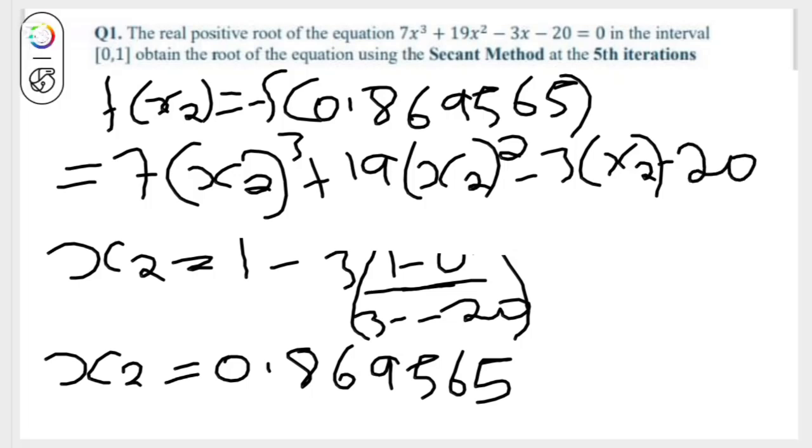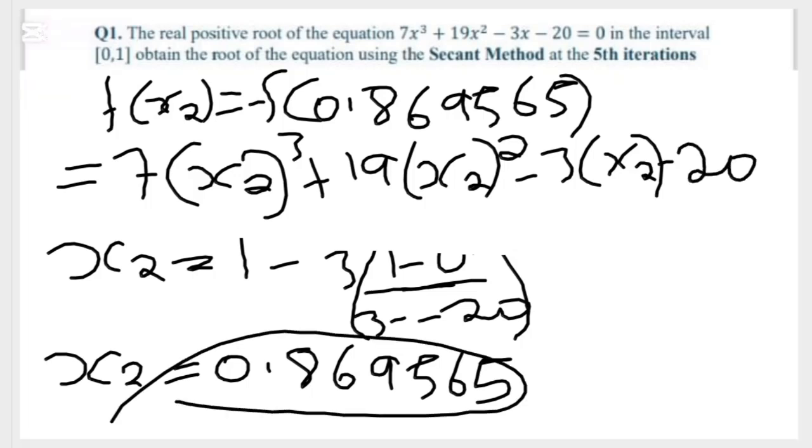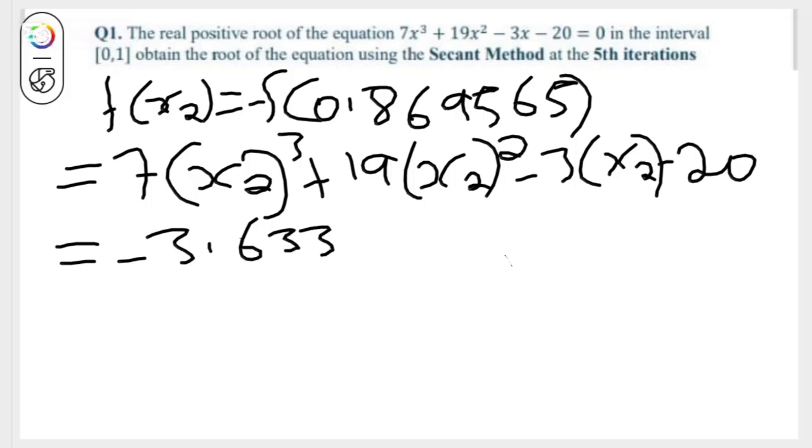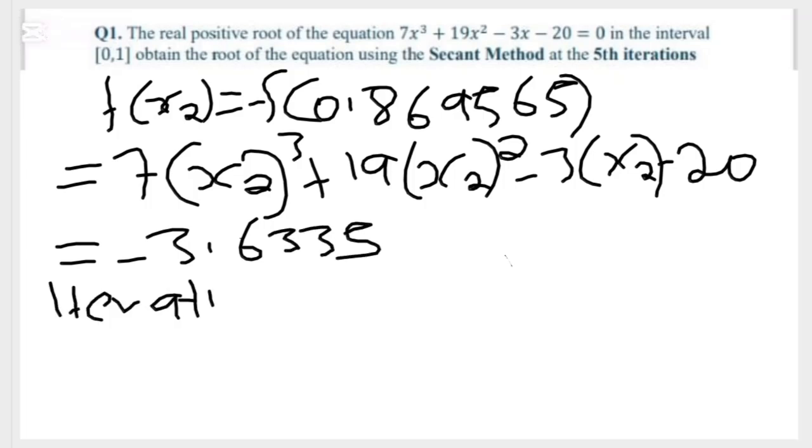So as you can see, you are going to substitute the value of what? Of this x2 in this x2, x2, and this x2. So therefore, the next thing that I'm going to do, I have to calculate it. I have to say 7 multiplied by 0.89565 cube root, and also 19 times that x2. So therefore, I'll get negative 3.6330 5.